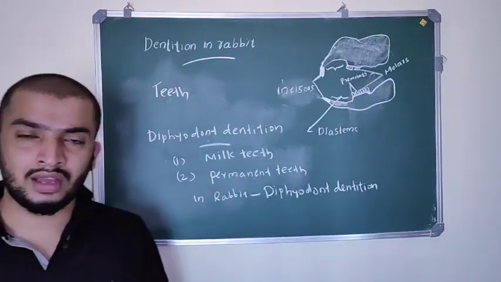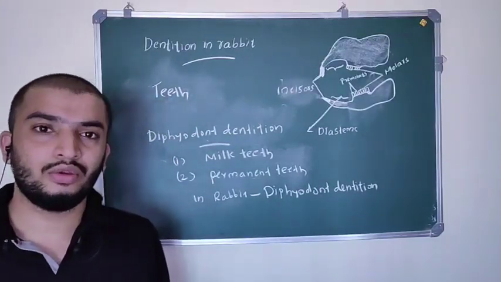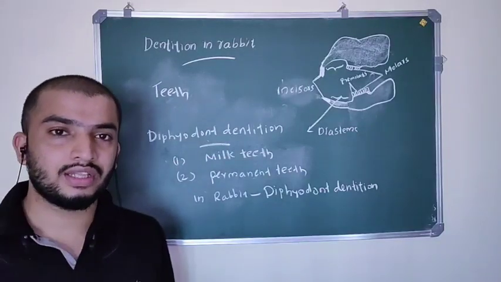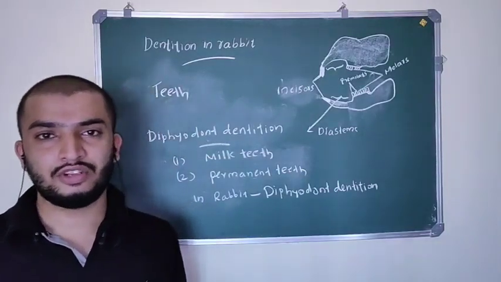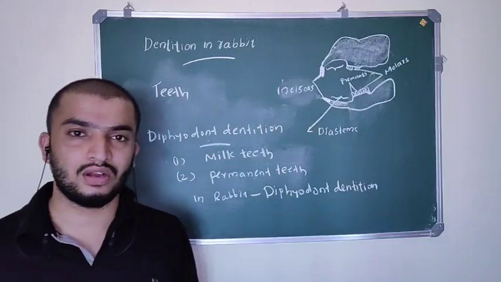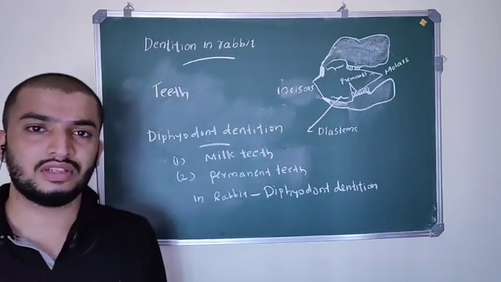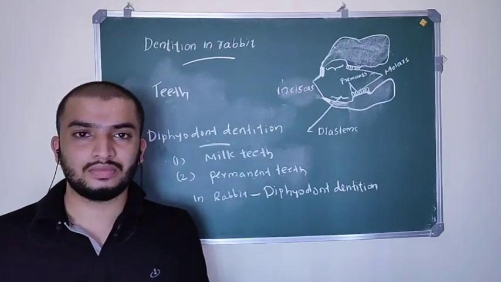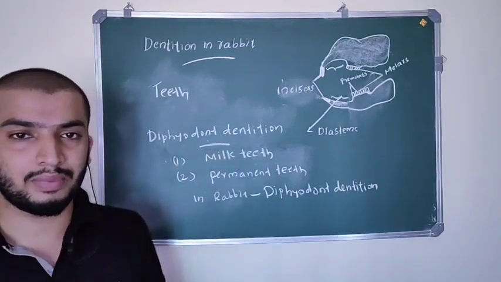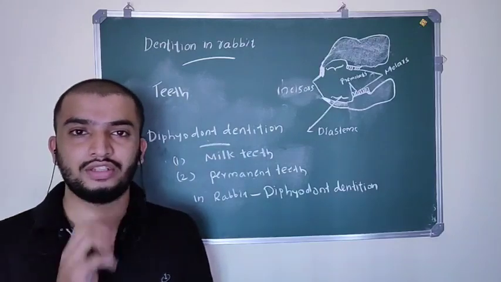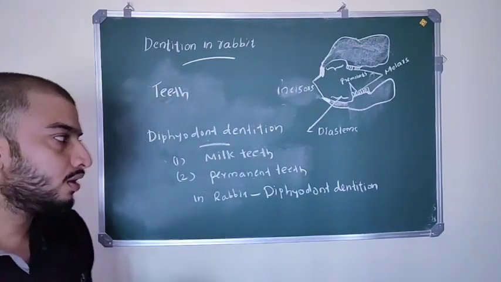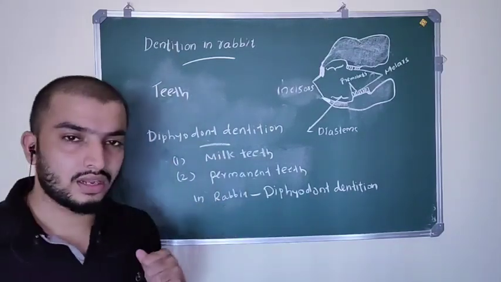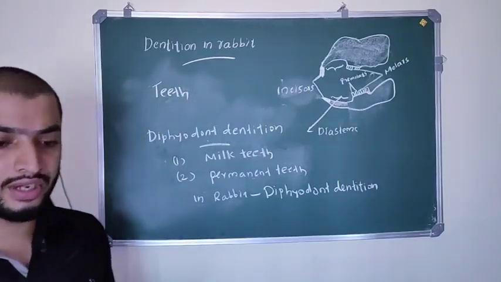Same in the case of humans. After birth you have a set of teeth, and that is called milk teeth. Then after 6 or 7 years, this milk teeth goes and new teeth are coming. That set of teeth is called permanent teeth. So the same condition is present in rabbit, that is diphyodont dentition.